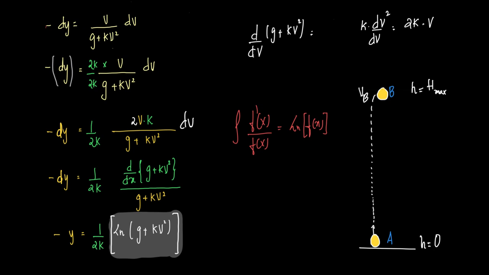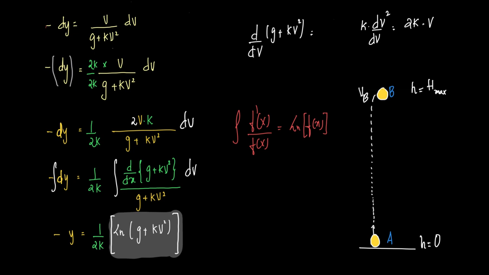See, d by dv of g plus kv square is 2kv, right? Which means instead of 2kv, I can write here d by dv of g plus kv square. And what is in the denominator? It is g plus kv square. Okay, wait, I missed the dv here. So it's dv here. Now if you integrate on both sides, the integral on the RHS will be of the form integral of f dash x by f of x dv, which actually is log f of x, which in this case is log of g plus kv square.